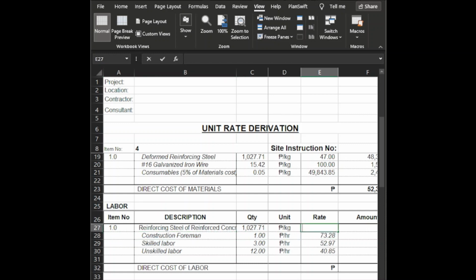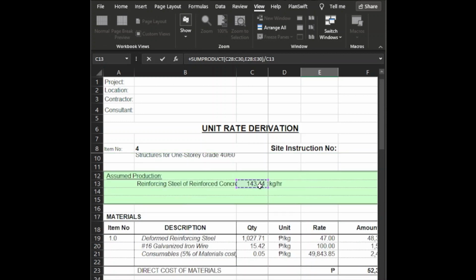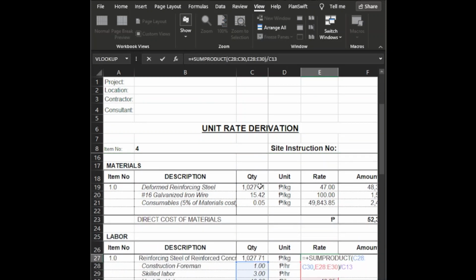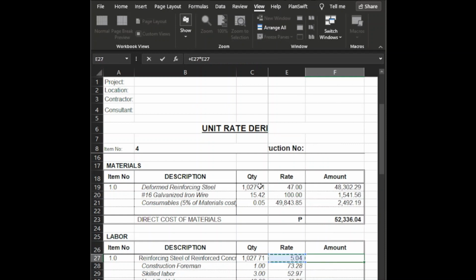So we will compute again the per kilogram, sum product of this one and this one, and divided by our assumed production, which is 143.44. So we have 5.04 peso per kilogram of steel. So we'll multiply it times the quantity. We have 5,175 of labor.